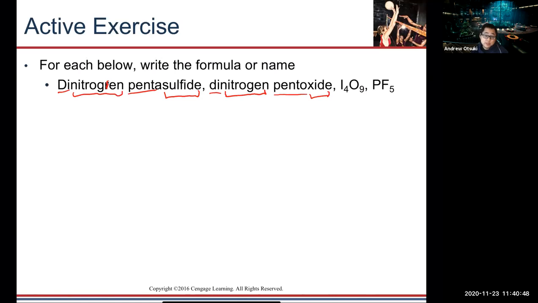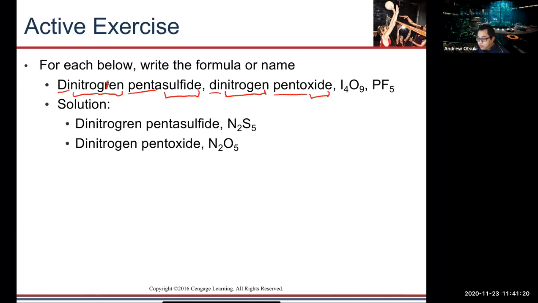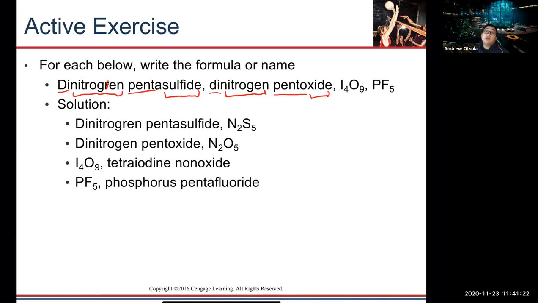So we need to be very specific. We only use the prefixes to denote the number of atoms in the chemical formula for the second element, not for the first. So carbon, we usually don't say monocarbon monoxide, we say carbon monoxide. So the prefixes are absolutely essential. You must always put the prefixes for the second element. Okay, so here are our solutions. We went over them, and if they do not make sense, I'm always happy to help.